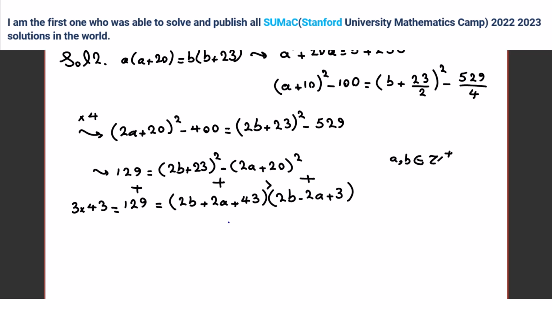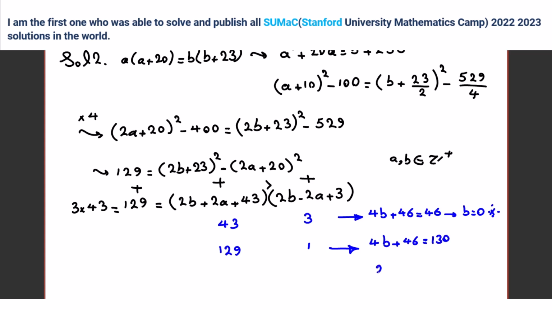2b plus 2a plus 43 equals 43, 3, what else? 129 and 1. Yes, for the first case, if we add these two terms, 2b and 2b means 4b, plus 46 is equal to 46, right? So b is what? 0. What about this one? 4b plus 46 is what? 129. No, 130.